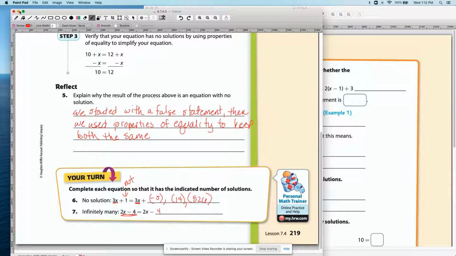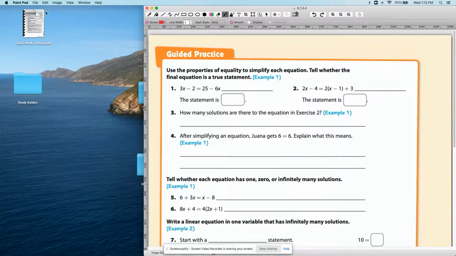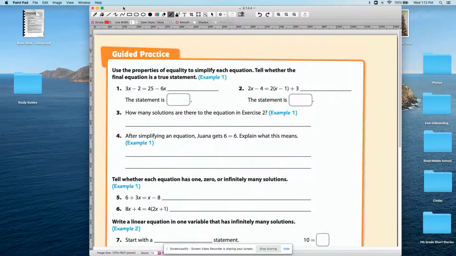So that's our lesson for 7.4. There are some guided practice problems that you will need to do. So go ahead and take a look at those, and please do the work on your own the best you can. Then check your work.